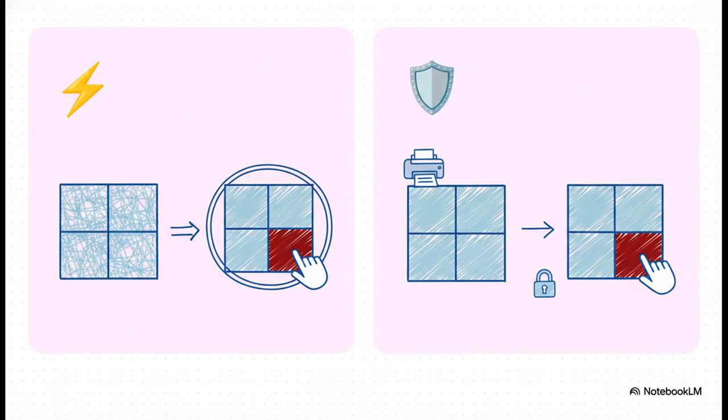But, and this is a big but, if you change something in that view, you are also changing the original array. Flatten, on the other hand, always returns a brand new copy, totally separate. You can mess with the copy all you want, and the original data is safe. So it's that classic trade-off, right? Ravel gives you speed, flatten gives you safety.